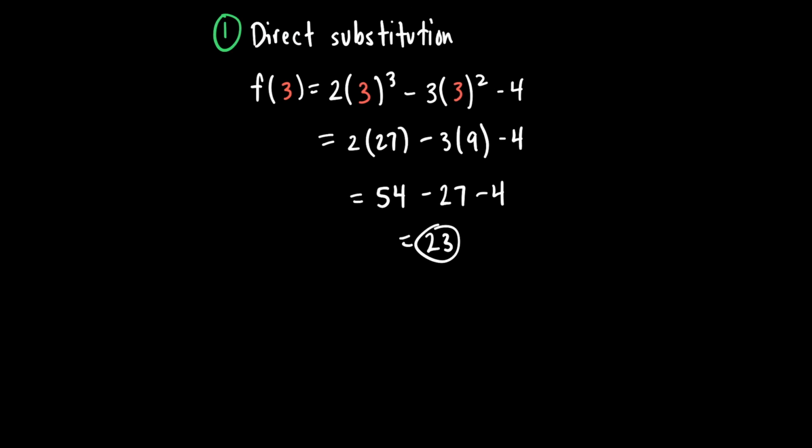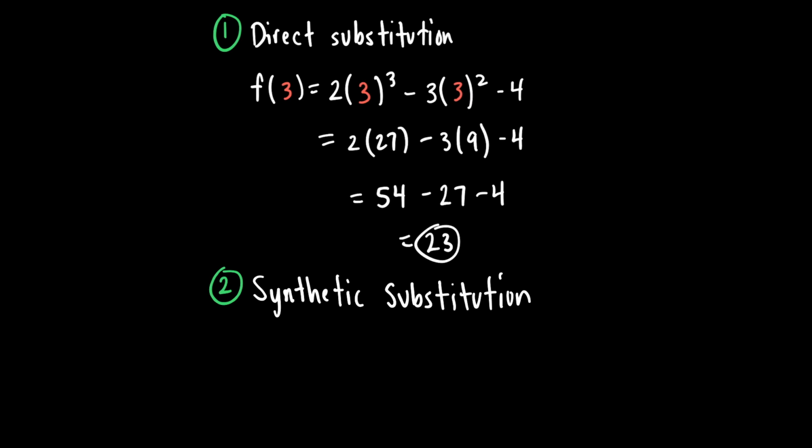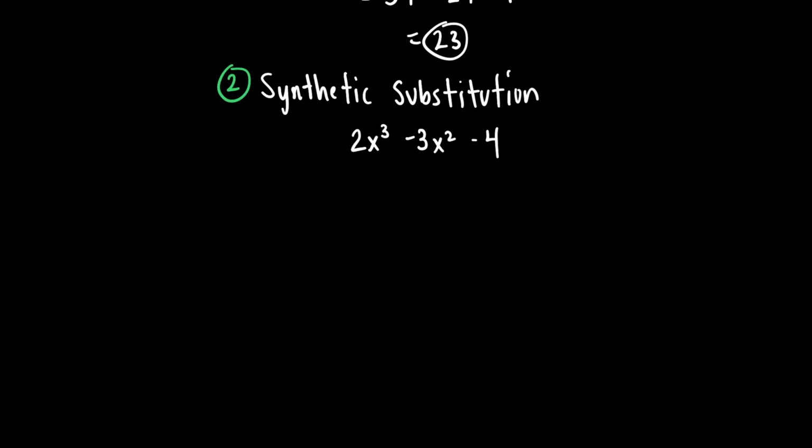Let's do synthetic substitution. As a reminder, the function was 2x cubed minus 3x squared minus 4. You might remember from a minute ago, we wrote down the coefficients, and then we threw our 3 up in the corner. 3 was what we were interested in evaluating the function for.